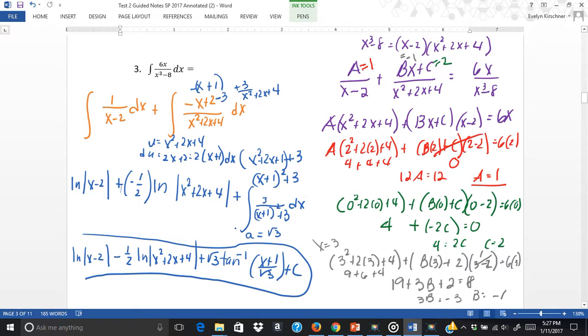If I look here, the 3 is on the outside, so it's really 3 times, and there's a 1 here, and then I have 1 over radical 3, and 3 times 1 over radical 3 equals radical 3, and that's how I got my radical 3 there.